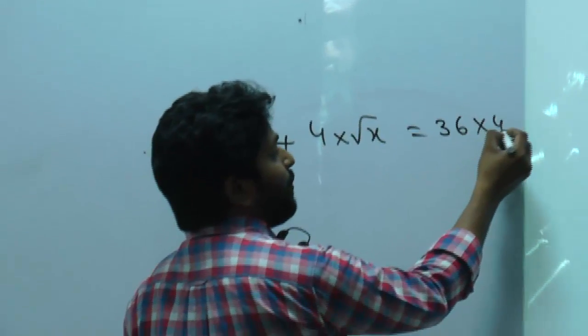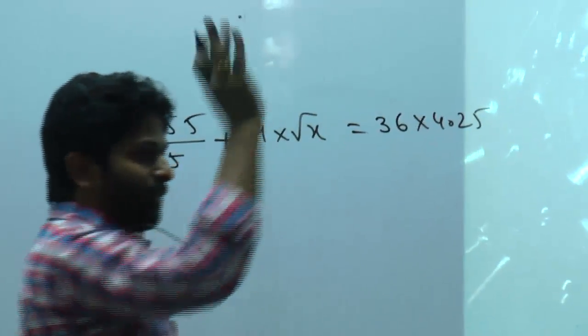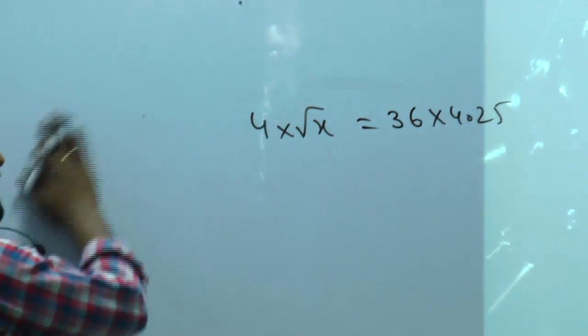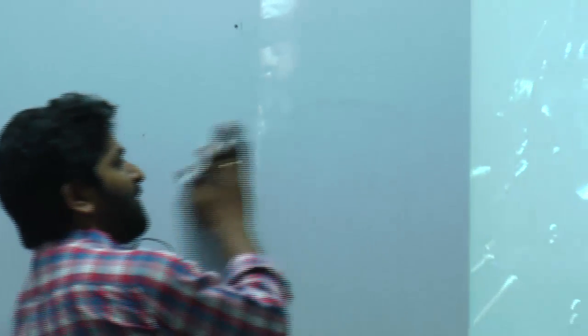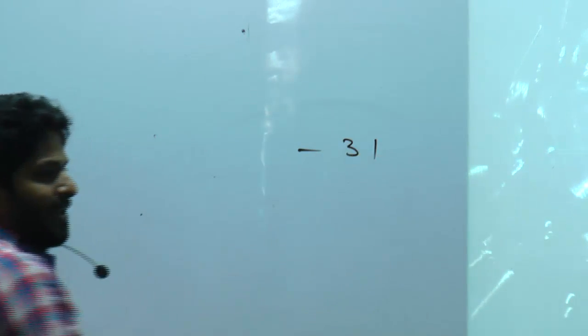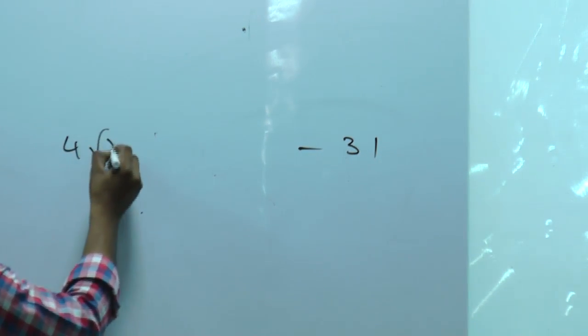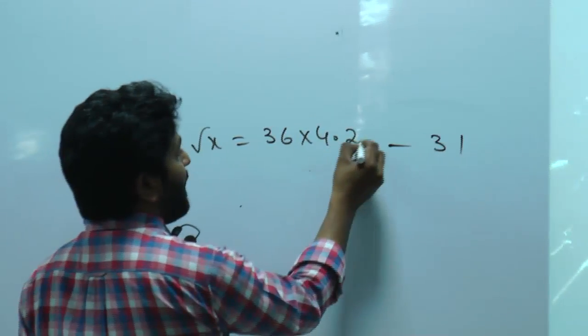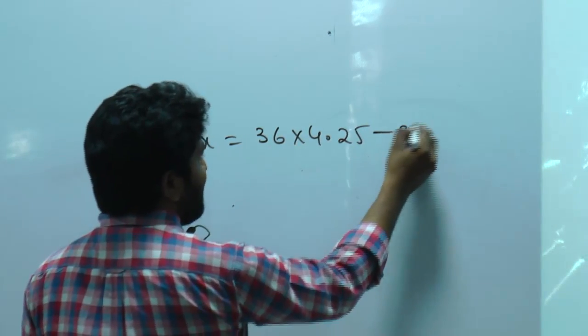Now, what is the other number? 6 square. How much is that? 36 into, don't write it as 4, 4.25. How much is this? 31. Take this to right hand side. This becomes minus 31. Yes or no? So 4 into root x is equal to 36 into 4.25 minus 31.